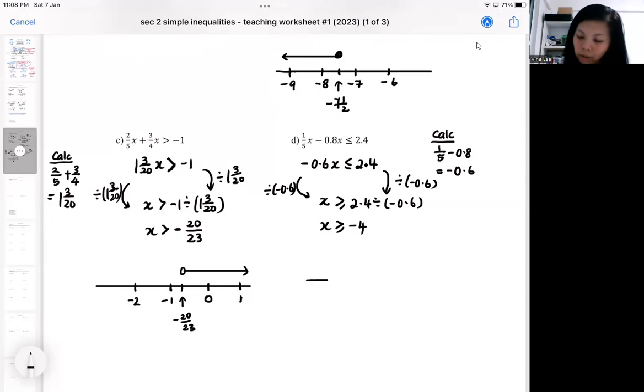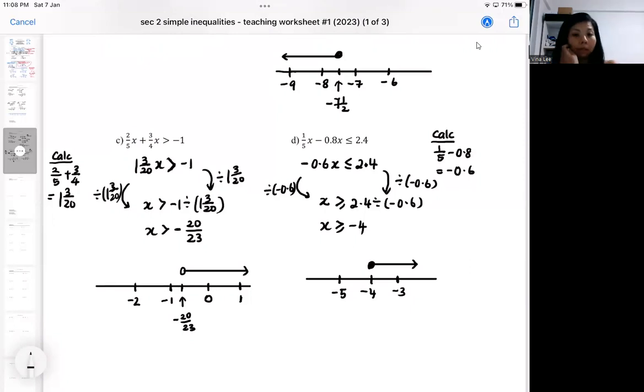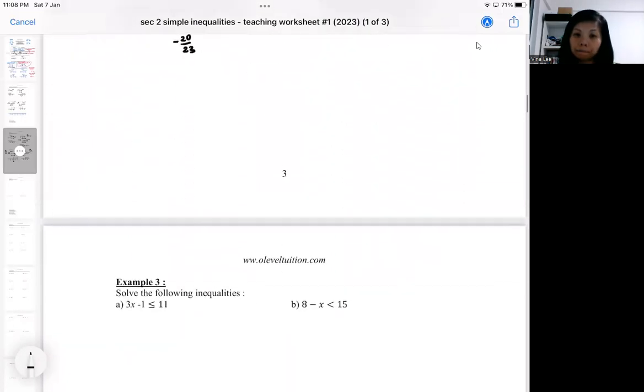So this is quite an easy one to draw. Get the surrounding number first. You would like it to be bigger than or equal to -4, so there should be a black circle. The numbers on the right will be bigger than -4. So if you look, it's not so difficult after all. You should be aiming for 100% accuracy.